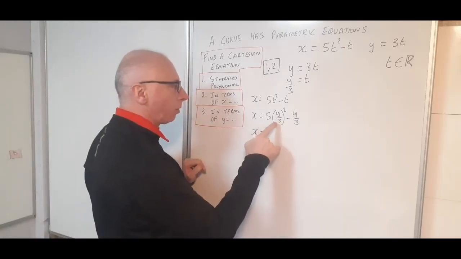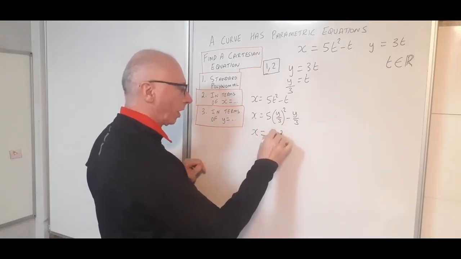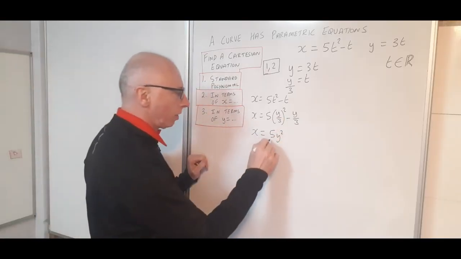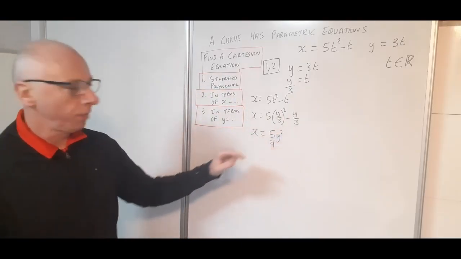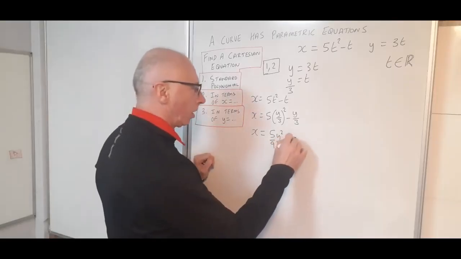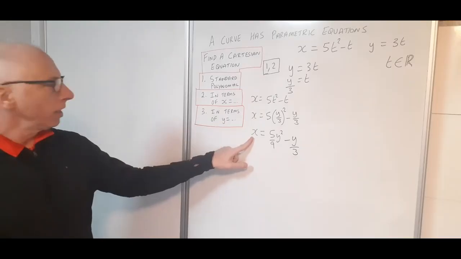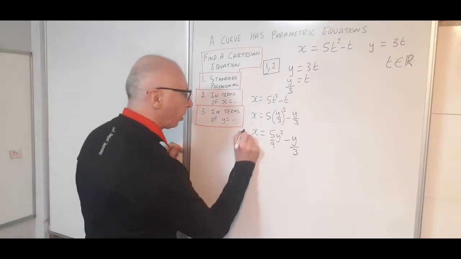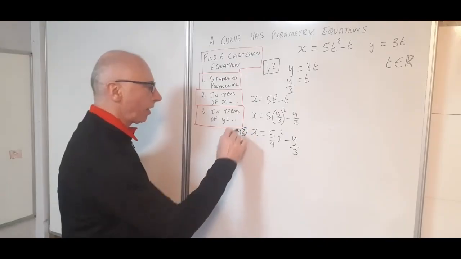So now x equals 5 times y squared, and then we're going to divide that by 3 squared, which is 9. So I've got 5 over 9 y squared, and then simply y over 3. So that's an equation already taken care of in terms of x. So this is part 2 already answered. So that's all done. So we can tick that off.